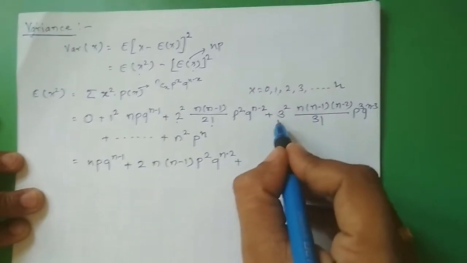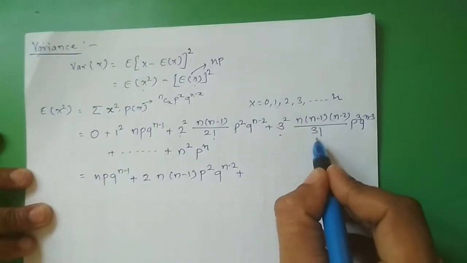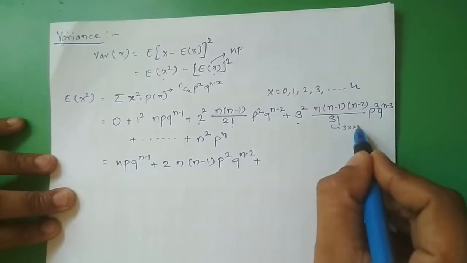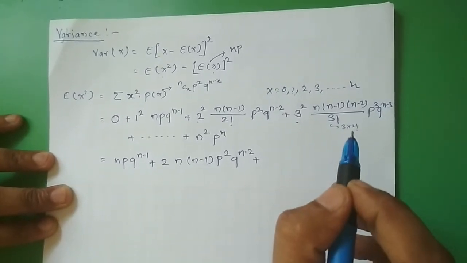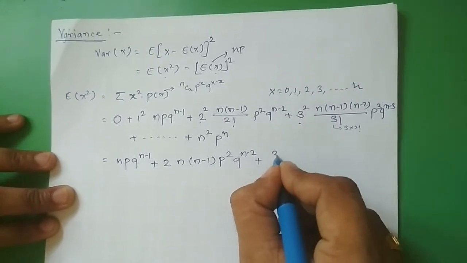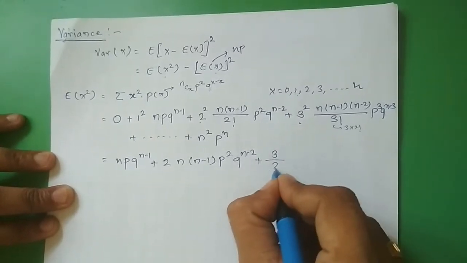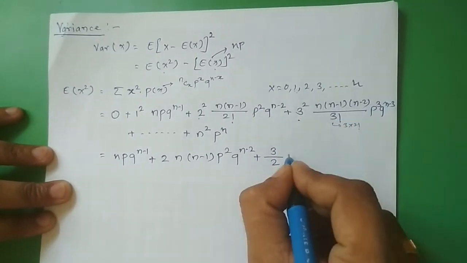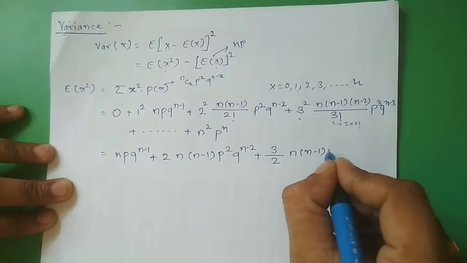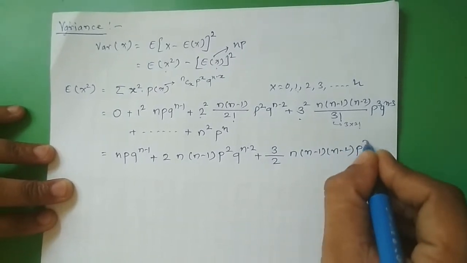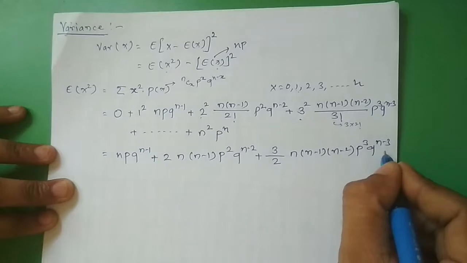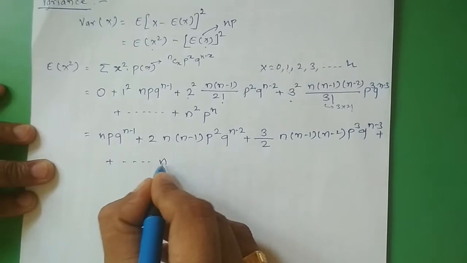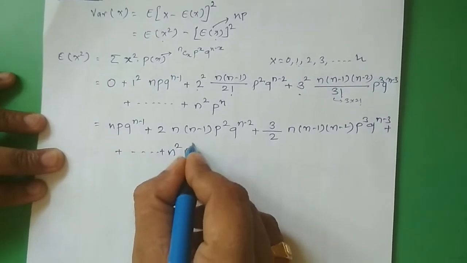Okay, again this 3 square is nothing but 3 into 3, and this 3 factorial is nothing but 3 into 2 factorial, right? So we can cancel out one 3, then what will be the remaining? It's 3 upon 2 factorial, right? And this 2 factorial is nothing but 2, because 2 factorial is equal to 2. Then the next term remaining is n minus 1, n minus 2 into p cube q raised to n minus 3. Okay, and plus we know that the last term is n square p raised to n.